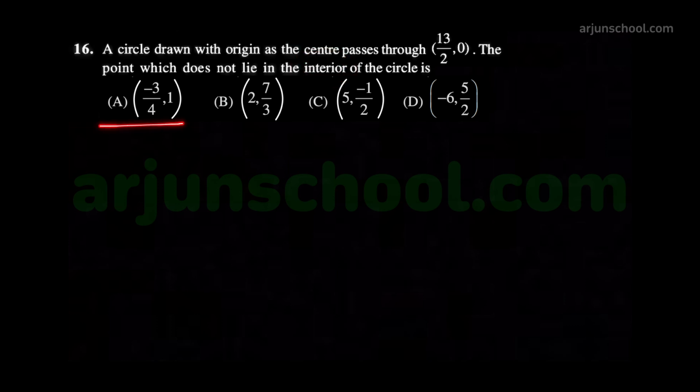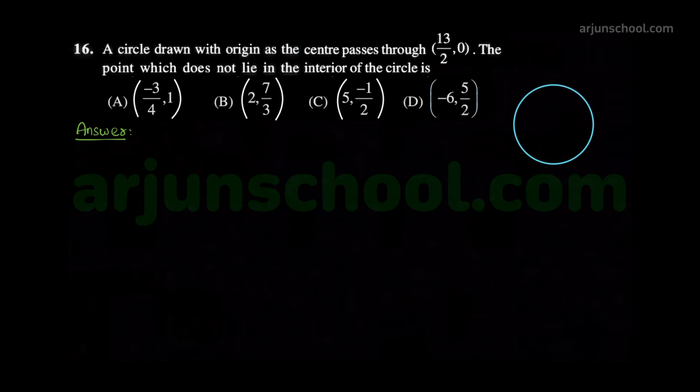Option A, (-3/4, 1). Option B, (2, 7/3). Option C, (5, -1/2). Or option D, (-6, 5/2). Let us find the answer.